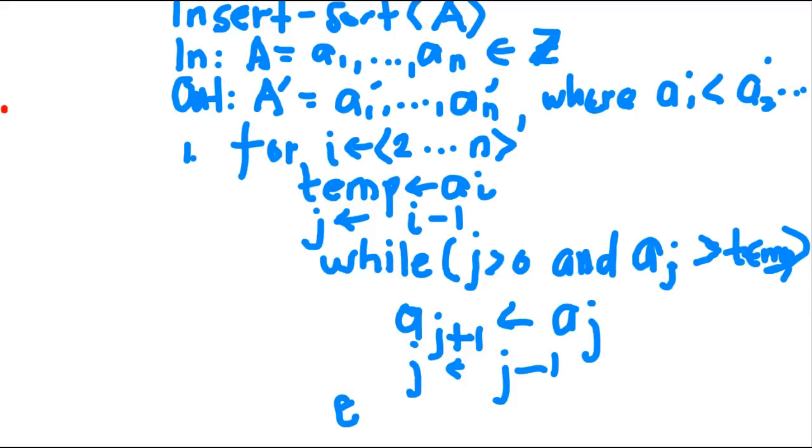So end while, and perform the final swap. So the swap will be a sub j plus 1, which will be assigned with the key variable, the temporary, when we find that this is already the rightful place of our current key or temporary variable, and we have to end for.